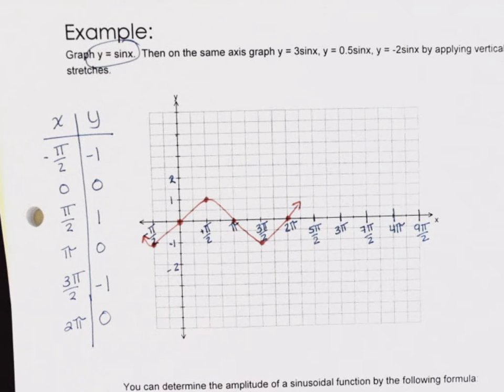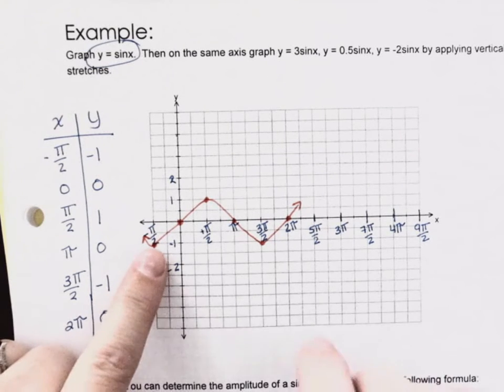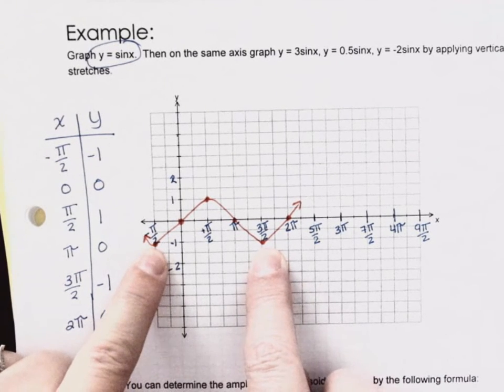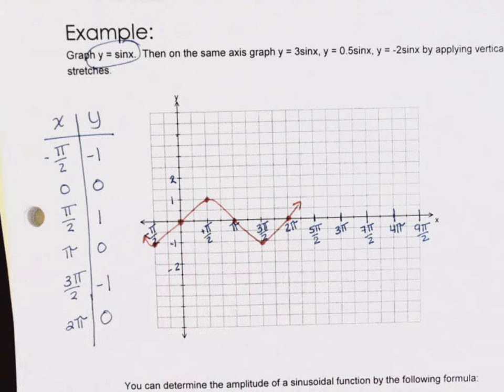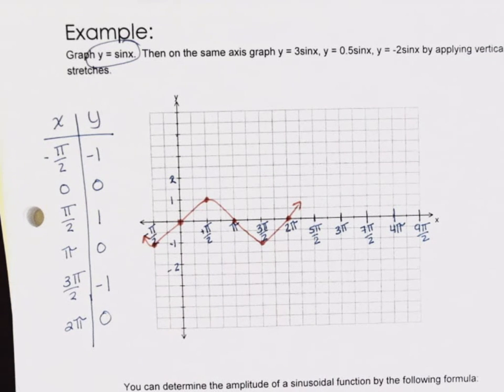Do I have a period graphed on there? I do. How do I know I have a period? I have a min and I have another min. So I know a min to a min is a period. A max to a max is a period. So I have two mins on there, so I'm golden. I got a period graphed. Okay, good job, everybody.